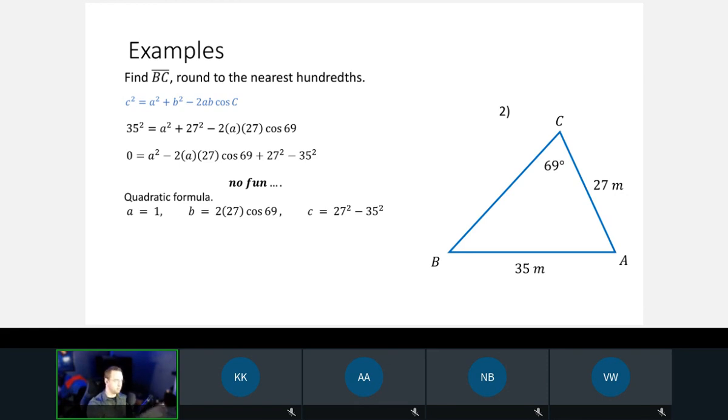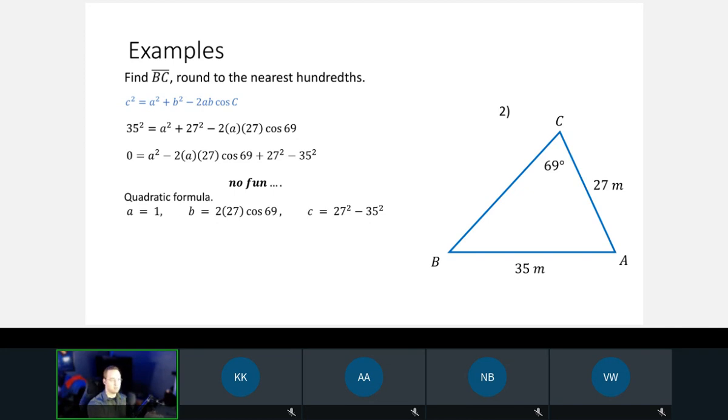And then you want to leave it in that form, because you don't want to round. For c, you could type that in, hit enter, and get a really big number. That should be fine. For your b variable, you would just do 2 times 27, which is 54, and leave cosine 69 as that, so you don't round your values. Then you just plug a, b, and c into the quadratic formula, type all that in, hit enter, and you would have your two answers.